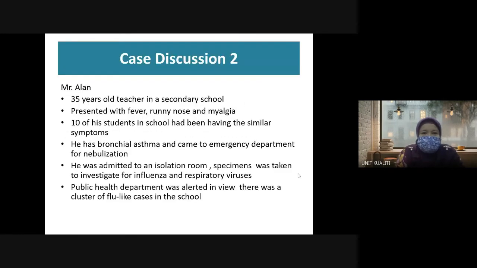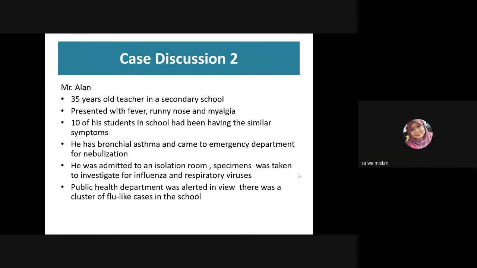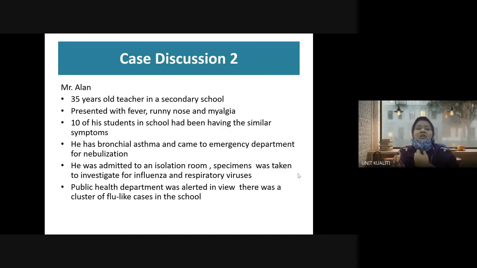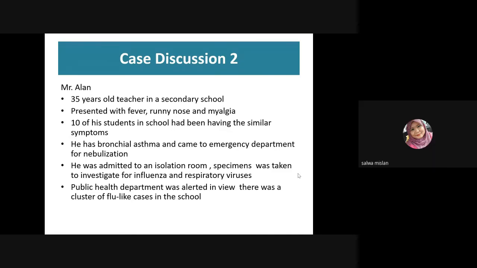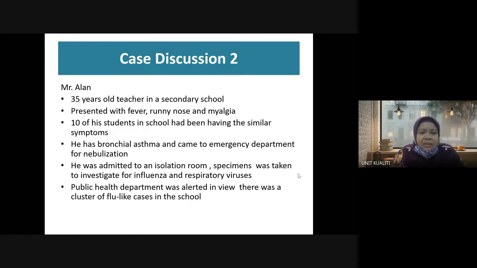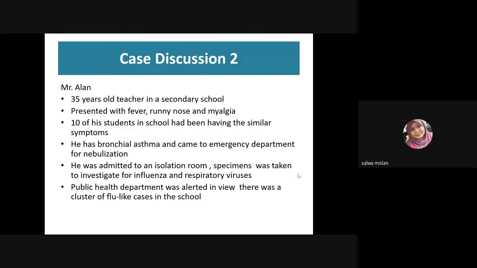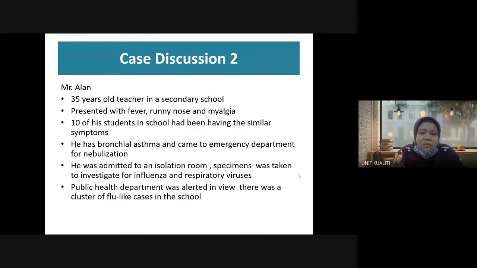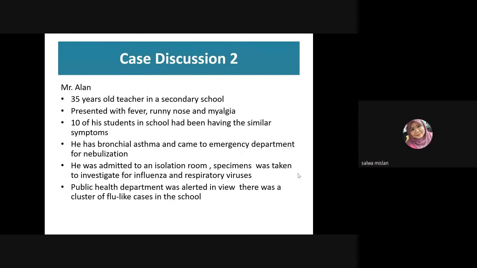Okay, next question. Discussion 2. Mr. Allen, 35 years old, teacher in a secondary school. He presented with fever, running nose and myalgia. 10 of his students in school had been having similar symptoms. He has bronchial asthma and came to the emergency department for nebulization. He was admitted to an isolation room. Specimen was taken to investigate for influenza and respiratory viruses. Public health department was alerted in view there was a picture of flu-like cases in the school.